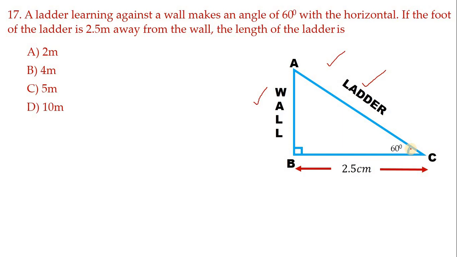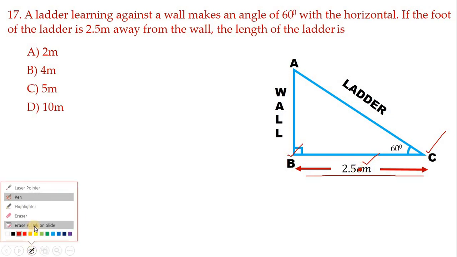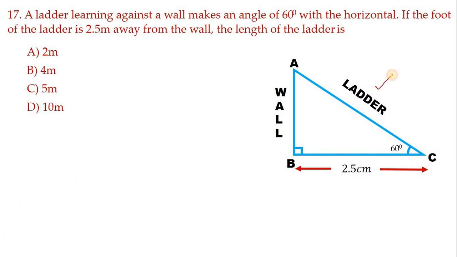And the angle between the ladder and the horizontal line is 60 degree. And the distance between the foot of the ladder and the foot of the wall is 2.5 meter, not centimeter. So this is 2.5 meter. Now we have to find the length of this ladder.